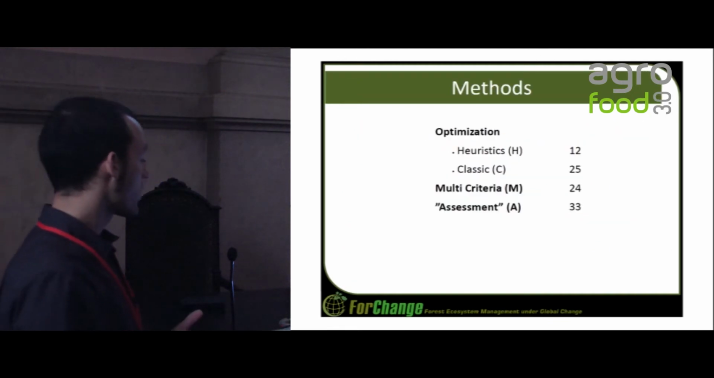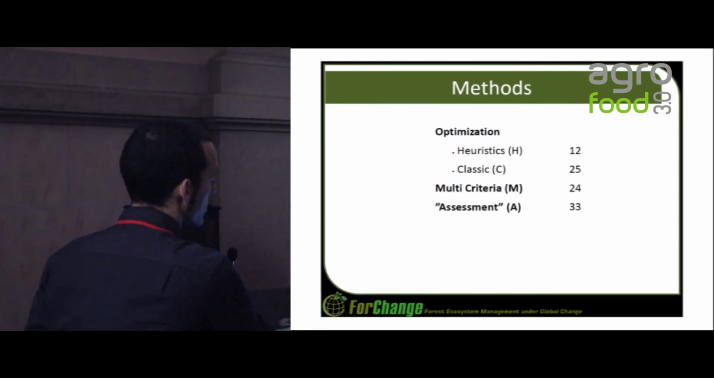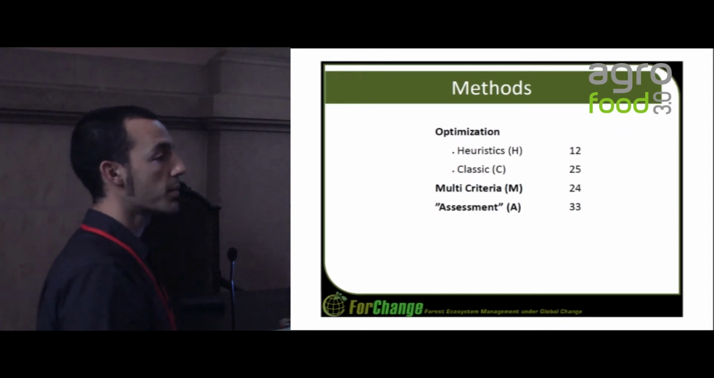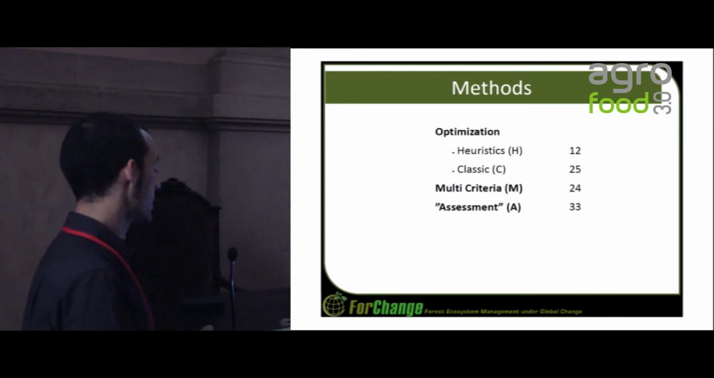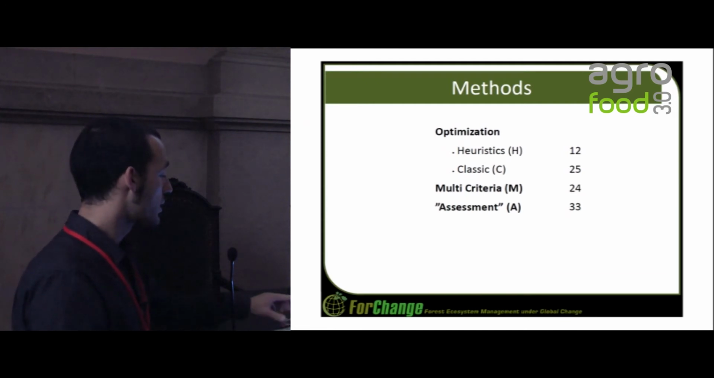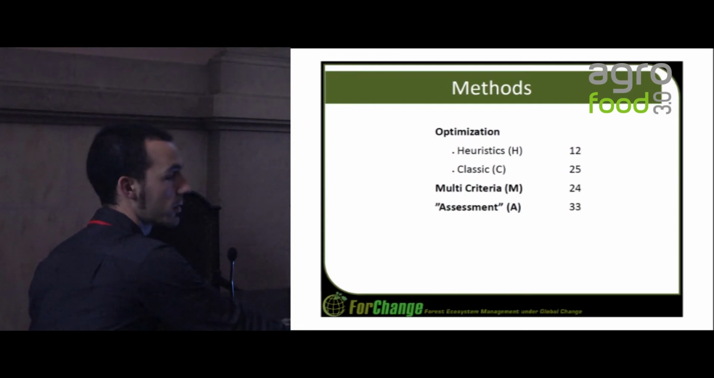About the methods, 12 articles address the planning problems with heuristics, 25 with classical optimization methods, 24 used multi-criteria, and 33 used simulation or assessment.